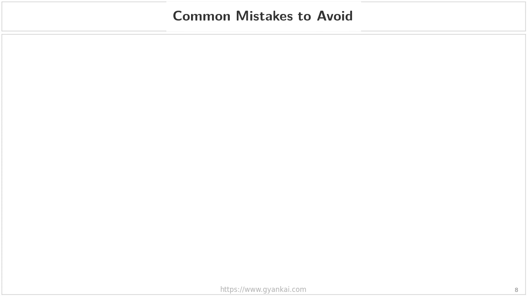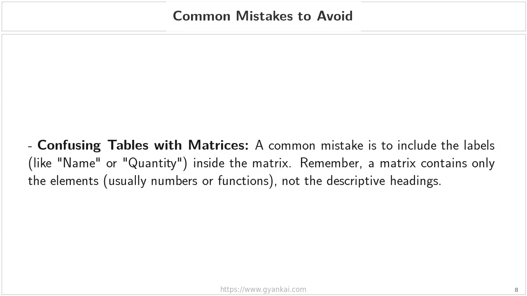Common mistakes to avoid. First, be careful not to confuse a standard table with a matrix. As we saw in our step-by-step process earlier, we started with a table containing names and item labels. However, a matrix is a purely mathematical object. This means you should never include descriptive labels, such as name or quantity, inside the matrix itself. Remember, a matrix contains only the elements, which are usually numbers or functions, and not the headings.